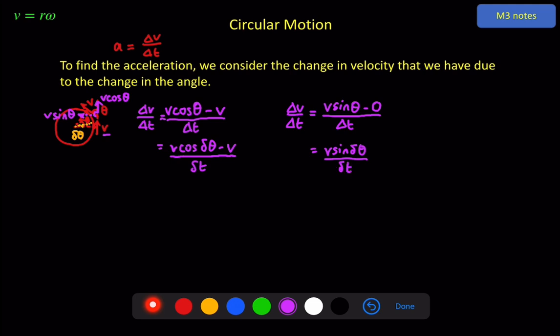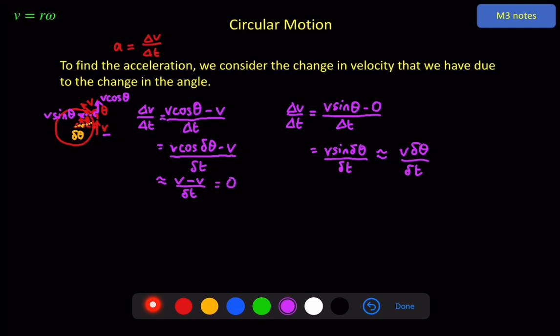Then you need to remember your small angle approximations, and that is that sine delta theta is approximately equal to delta theta when theta is very small, which it is in this case. And cosine delta theta is approximately equal to 1 when it's very small.